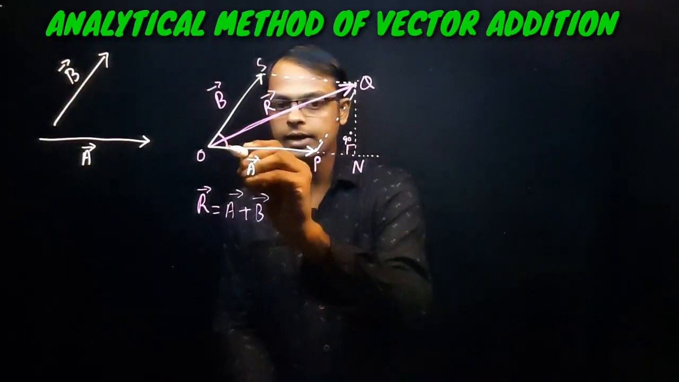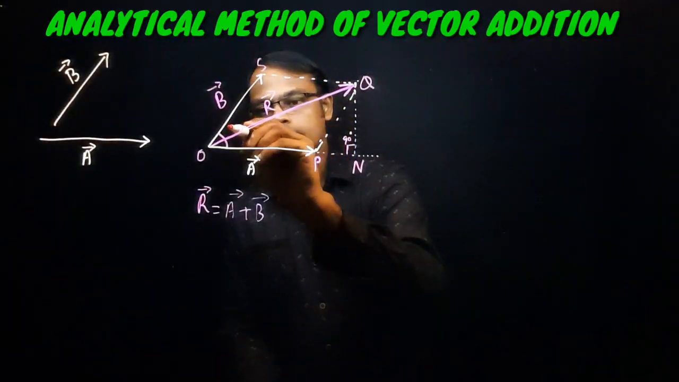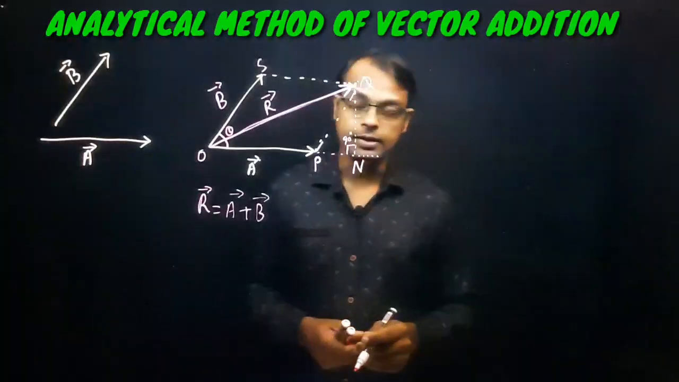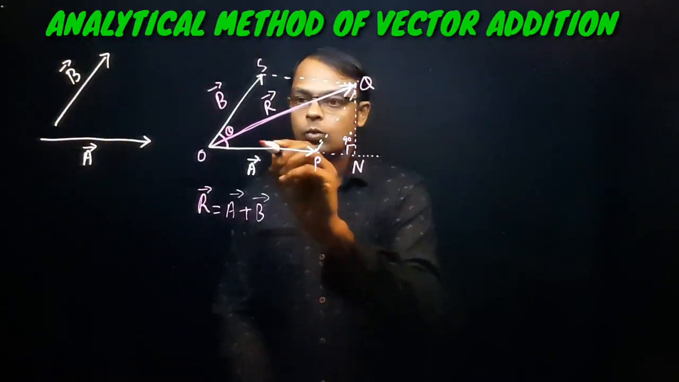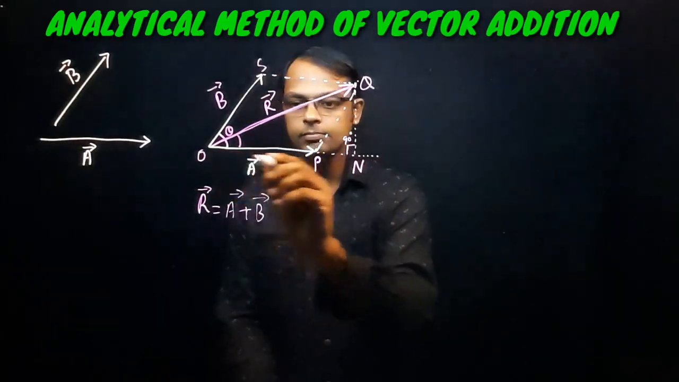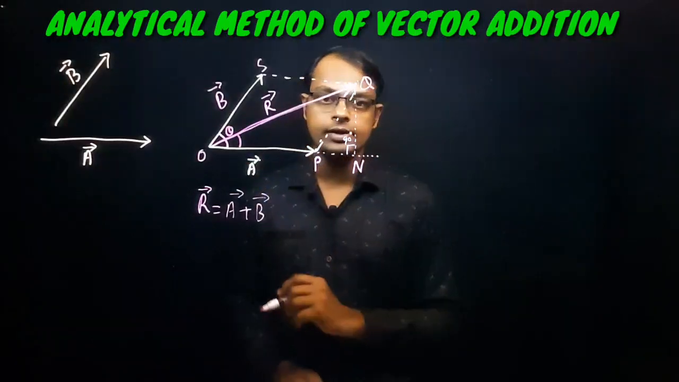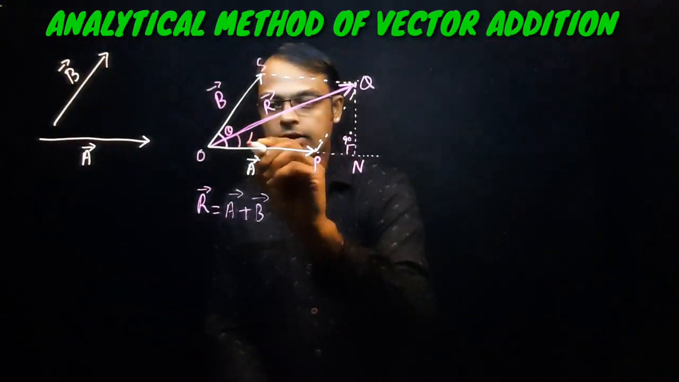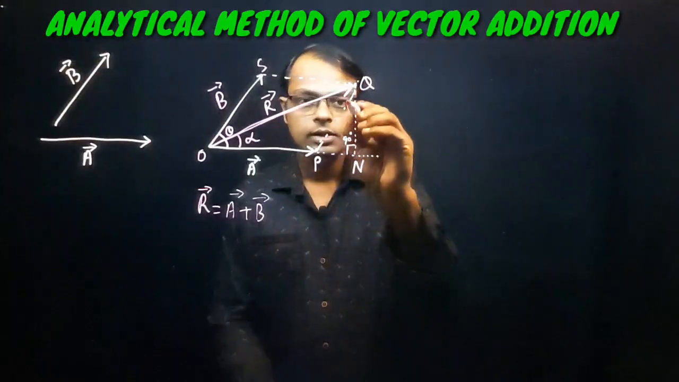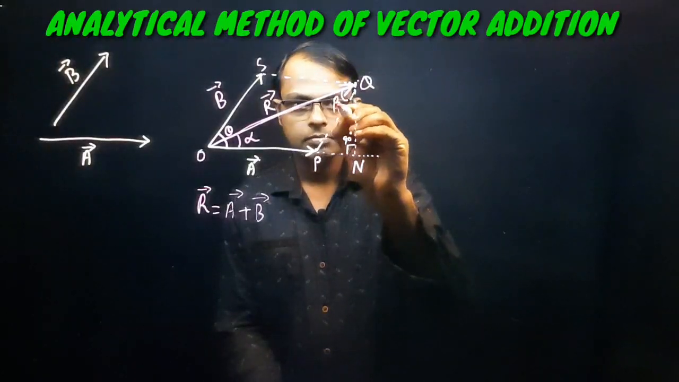Now, in order to derive the relation, we mark the angles. What is the angle between A vector and B vector? We can give it as theta. Now, what is the angle between the resultant vector and the A vector? Say it as alpha. Now say this other angle as beta.